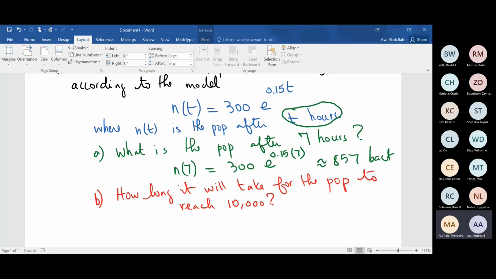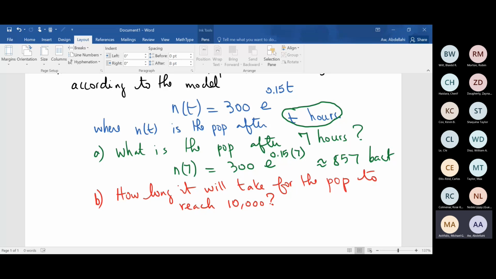The N is a function, it is the population, right? Do we know the population? In question B, do you know how much it is? The population is 10,000, right? But we don't know how long it's going to take for the population to reach that. So we don't know the time. We don't know T, but we know N of T, right?